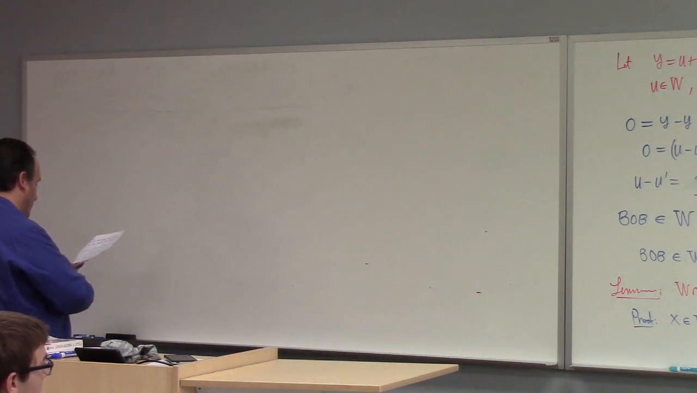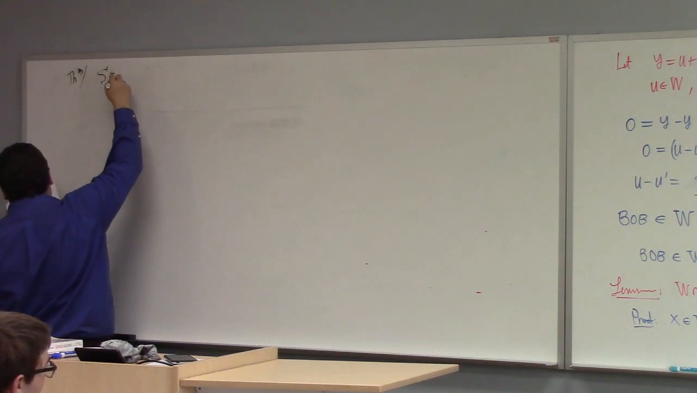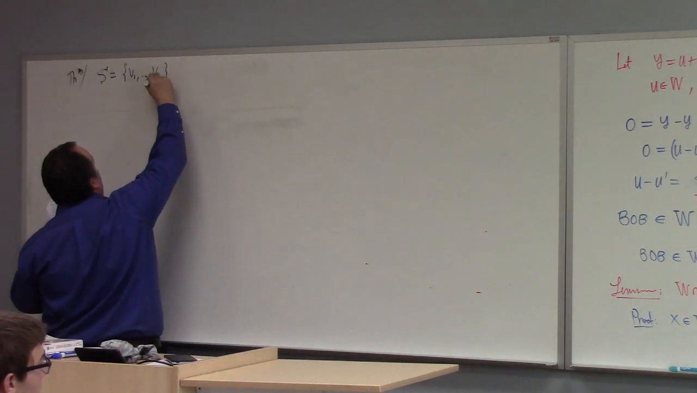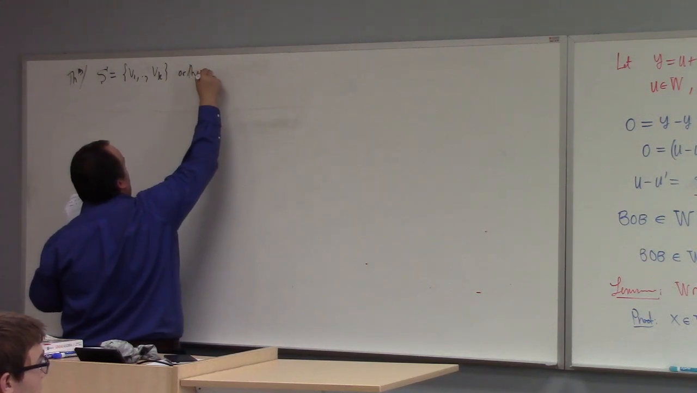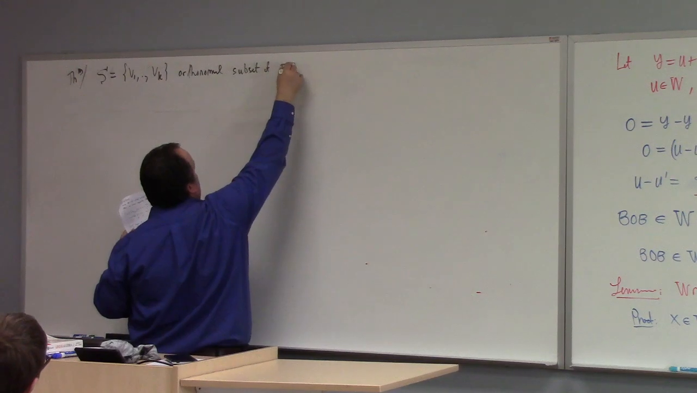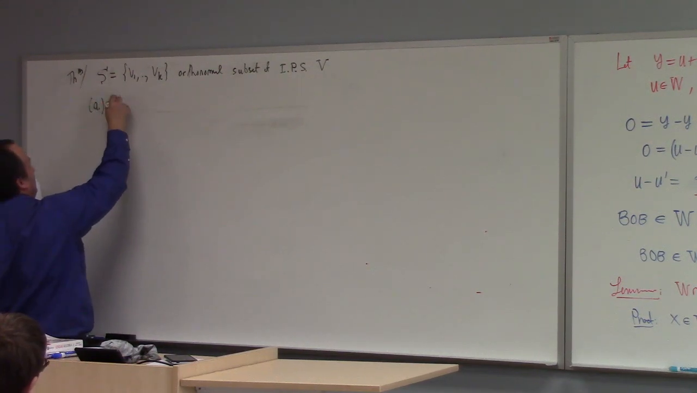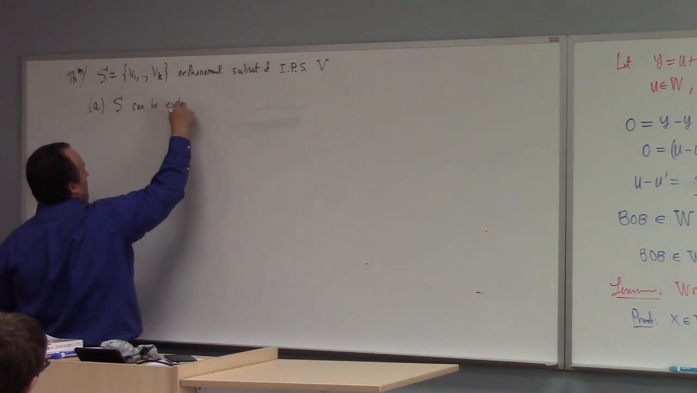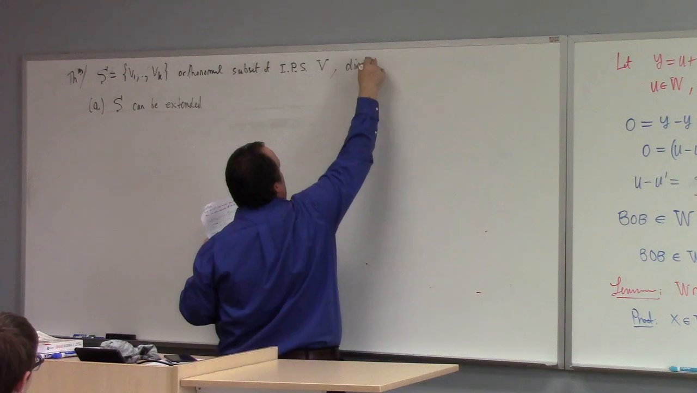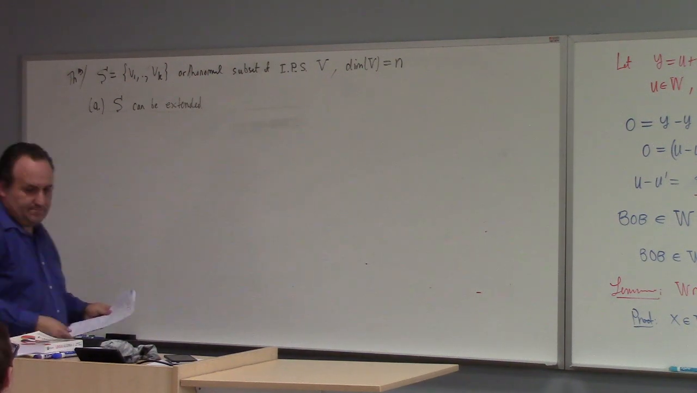So finally, we have a theorem that just gathers some results together here. If S is an orthonormal set, say V1 through Vk, an orthonormal subset of inner product space V, all right? Then there's three results here. A: S can be extended. This is where the dimension of V is equal to n. That's kind of important here. Otherwise, what I'm about to write would be like, huh? So n-dimensional space. That's the situation we're in here.